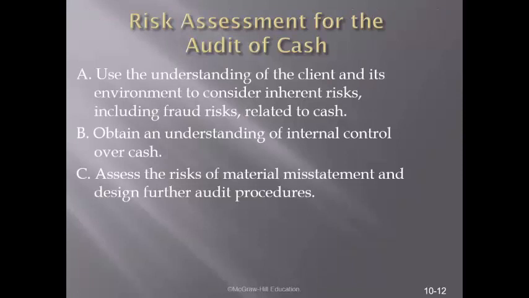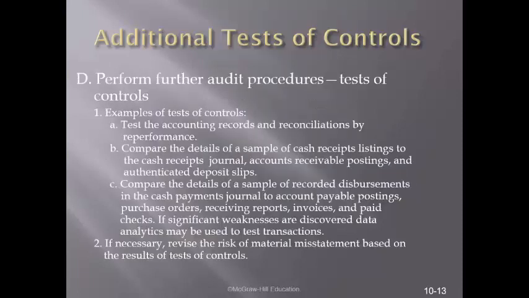The first steps of the audit of cash involve using an understanding of the client and its environment to consider inherent risk, including fraud risk related to cash. Next, the auditor needs to obtain an understanding of internal control, which we have discussed in the previous slides. Then the auditor should assess the risk of material misstatement and design further audit procedures. After completing the first three steps, the auditor will perform tests of controls to determine if they will rely on the internal controls or not in performing the substantive procedures portion of the audit.